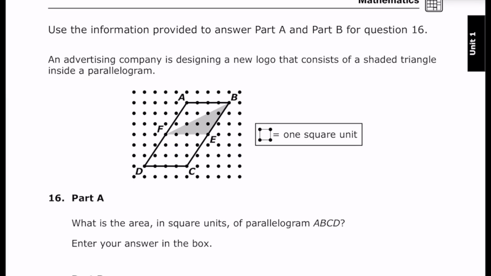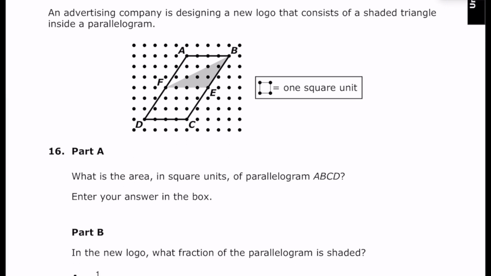So let's see, Part A, it says here is what is the area of this parallelogram. So the parallelogram they're talking about is A to B to C to D. So this parallelogram, what's the area? So we want to know that the formula for the area of a parallelogram is going to be area is equal to base times height. If we take a look here, what is the base? So the base would be from D to C. So let's see here, that would be 1 unit, 2 units, 3 units, and 4 units. So we know that the base of this parallelogram is going to be 4 units.